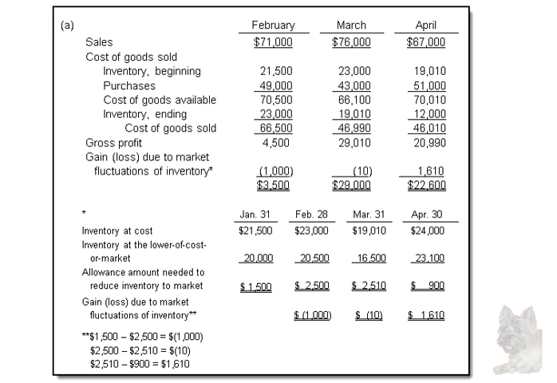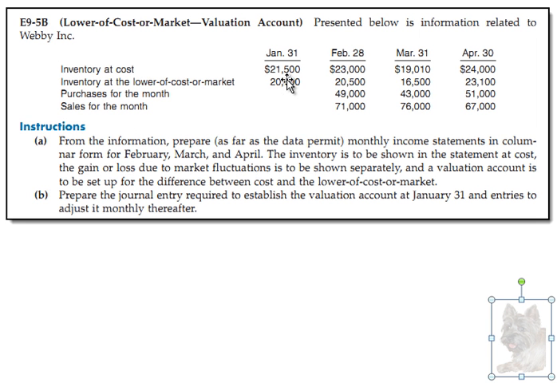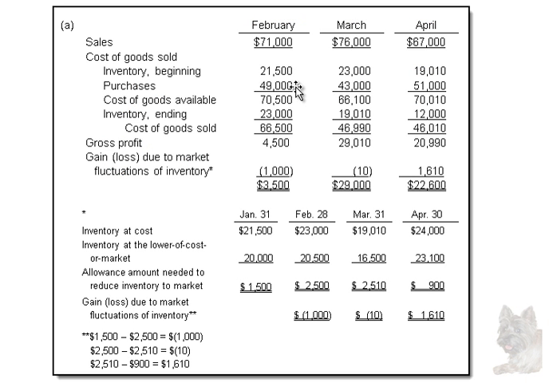Now you see the solution to part A, and all I've done is jot in the information that was provided. They gave us $71,000, $76,000, and $67,000 of sales. They gave us beginning inventory of $21,500. Remember that? I'll flip back here and show you. $21,500. And once we have that, we have the purchase information that was already given, and we can compute the cost of goods available. So that's $70,500, $66,100, and $70,010.